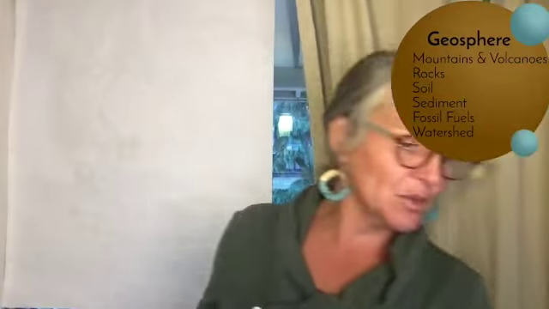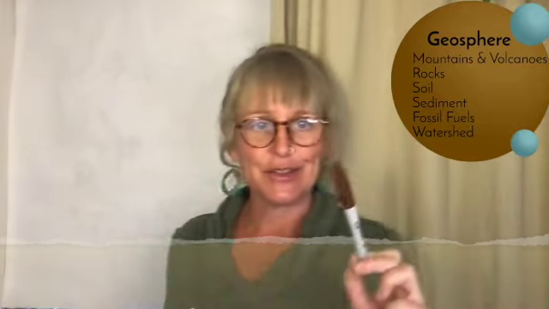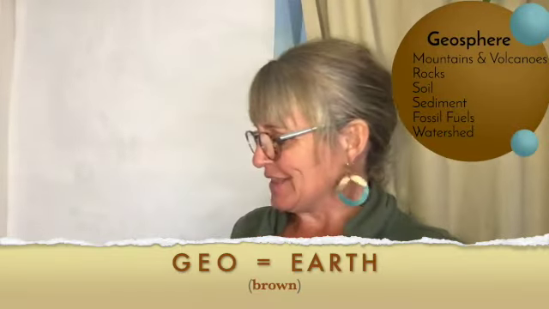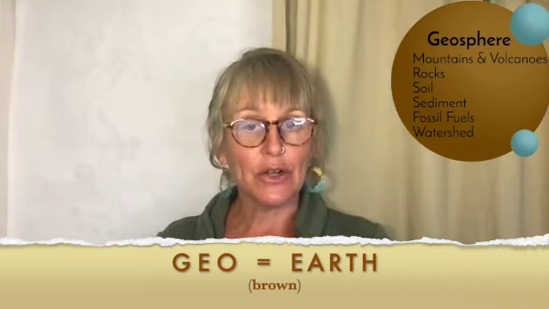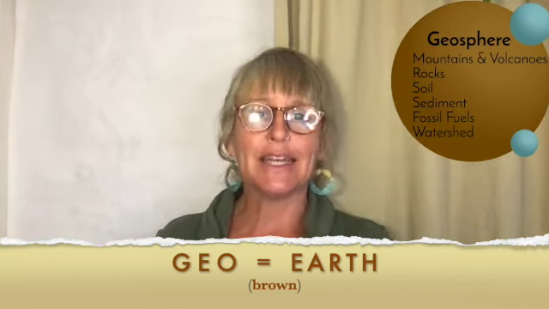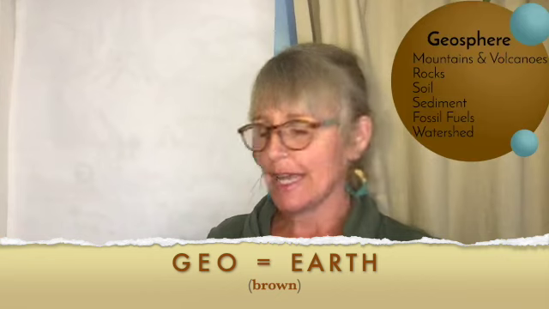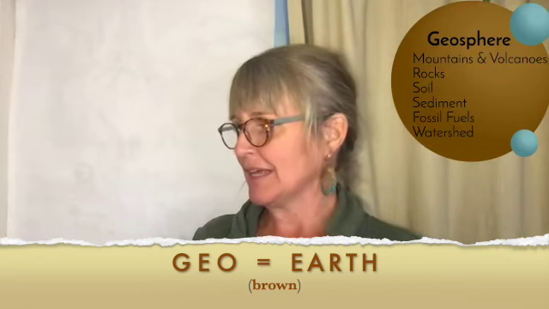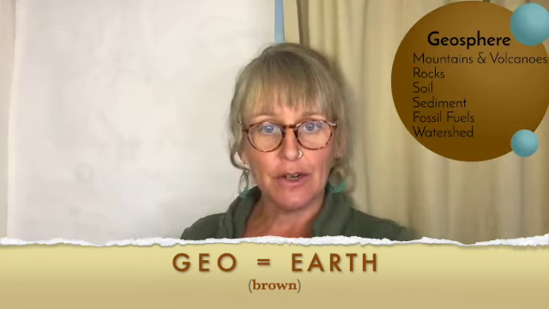So let's get started with the geosphere. You will need your brown color for this. So geo means earth. Can you say that please with me? Geo means earth, and sphere means ball. The elements of the geosphere are as follows. First of all, we're going to start with mountains and volcanoes.